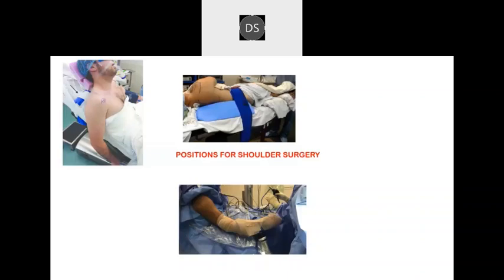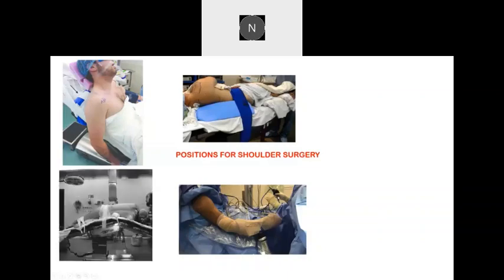Shoulder surgery, yes, position for shoulder surgery. So this can be a beach chair position. This is a lateral head up elevated position. And this is how the patient looks after he has been draped completely. Okay. And what is this position? A kidney bridge position. Excellent. Kidney bridge position. Very good.